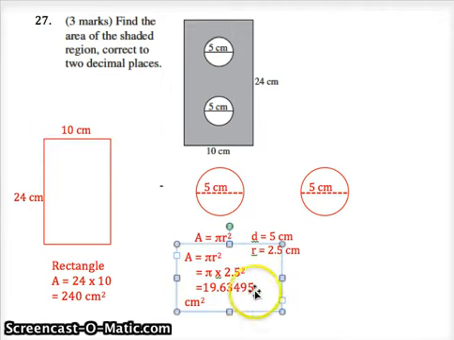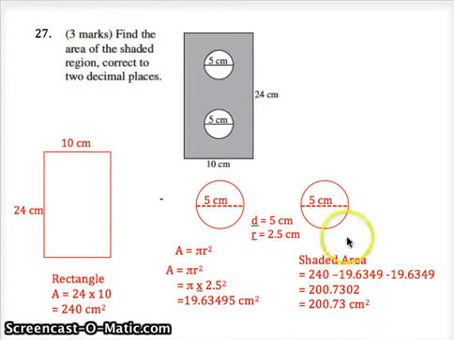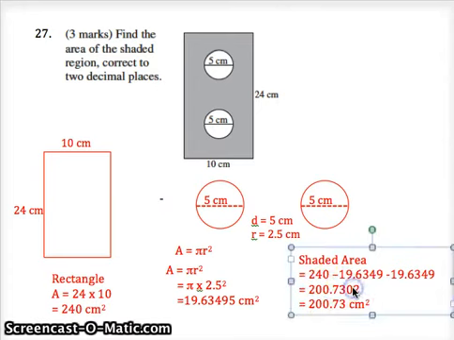So now we need to find the area of the shaded shape, and the area of that shaded shape will just be the area of the rectangle minus the area of these two circles. So I'll just do that now. So once again, our shaded area is the rectangle area, 240 minus one circle and minus another circle, because we're taking two circles away, which is 200.7302. We need to round that to 2 decimal places. So we look at our third decimal place, which is a 0, and that 0 is less than 5, so it stays as 200.73 centimetres squared.